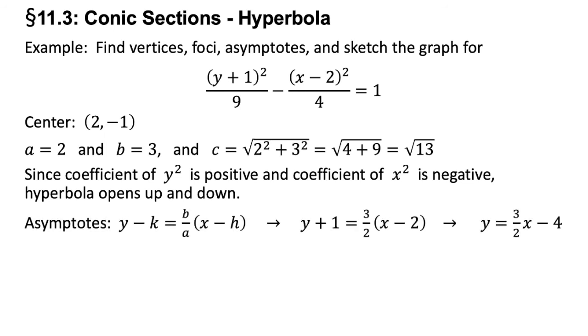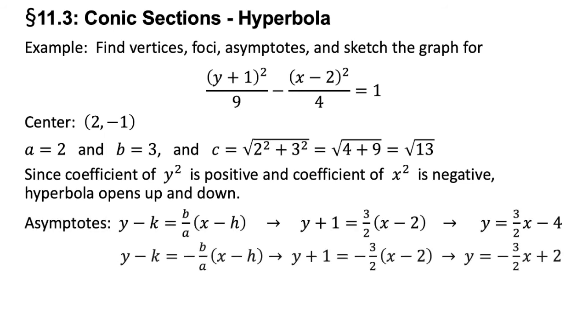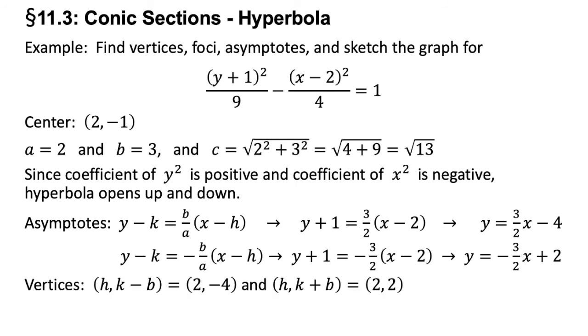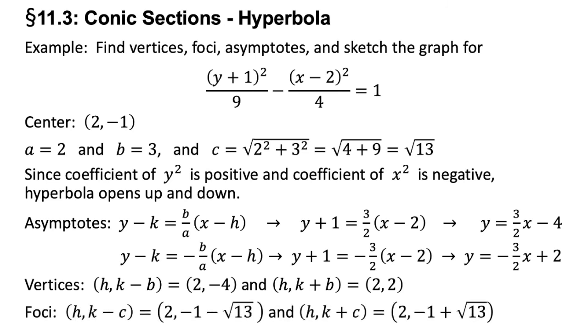Asymptotes are y equals 3/2 x minus 4 and y equals negative 3/2 x plus 2. And vertices are at (2, negative 4) and (2, 2), with foci at (2, negative 1 minus the square root of 13) and (2, negative 1 plus square root of 13).